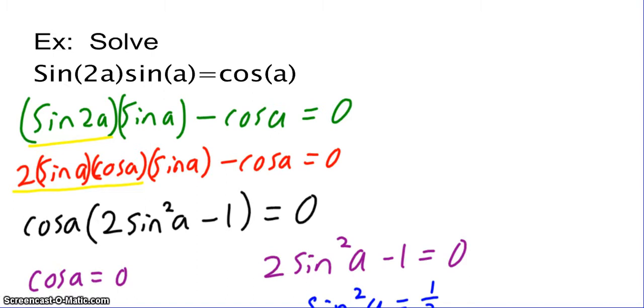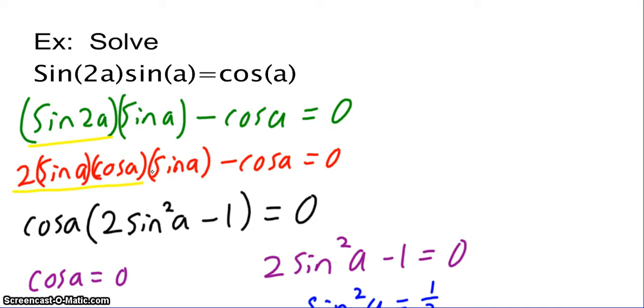Alright, so here the first thing I would recommend doing is bringing everything over to one side. Do not divide by sine of a, and recognize that sine of 2a times sine of a is not sine squared. Those are two different things because they have two different angles. So bring everything over to one side. Now convert sine of 2a into 2 sine of a times cosine of a. It still times this sine of a, so that still stays there. So now I have two terms, one here and then minus cosine of a.